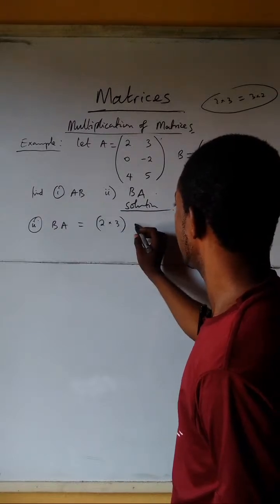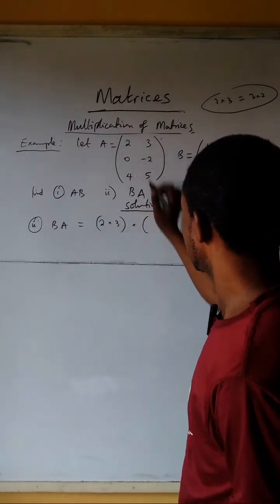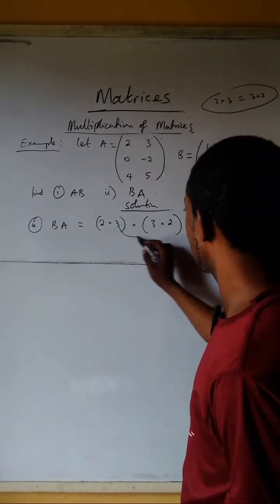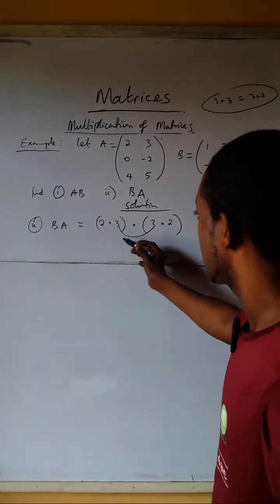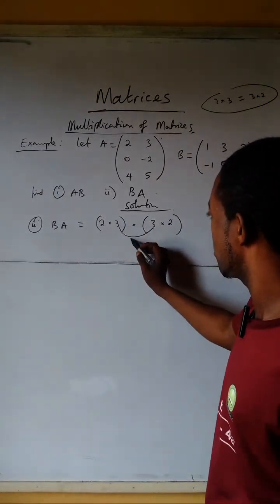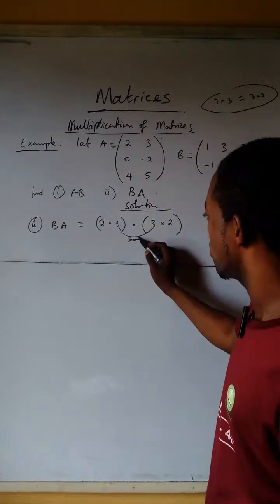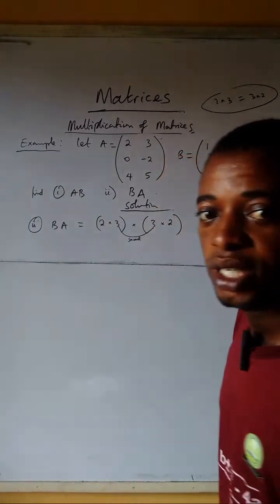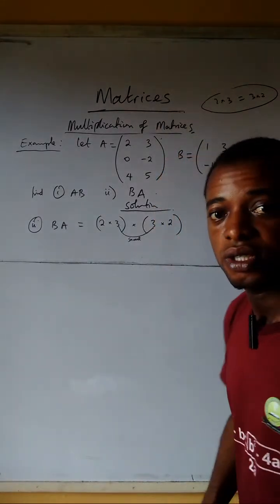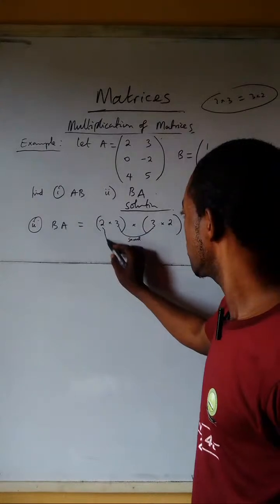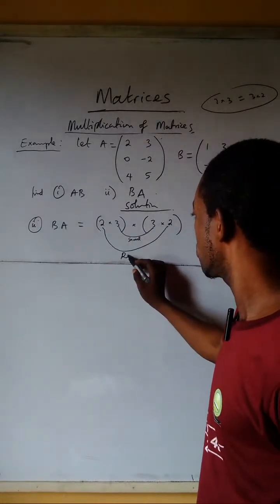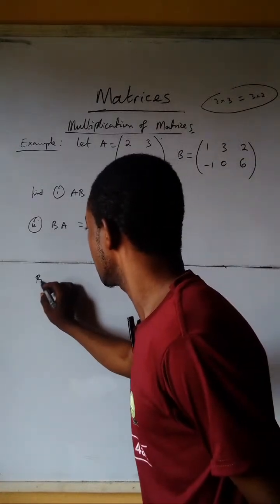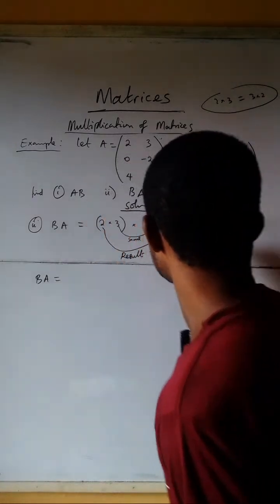So the second one here, B times A, it implies B will have an order of 2 by 3 multiplying A, which is 3 by 2. Now, this confirms, since the column here and the row here are the same, it's confirmed that we can go ahead. We should endeavor to check first to know whether to go ahead with the multiplication or not. And here, the result will now be a 2 by 2 matrix.